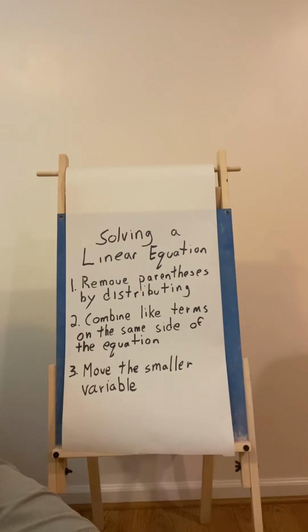After you've done that, the third step is to move the smaller variable. Whichever variable has the smallest coefficient, that's the one I want you to start with. That will prevent you from getting negative numbers, and it'll make the equation a little simpler to solve. I would like you to please take a screenshot of that, and then you can have that for your notes, okay? So, let's do some problems now.